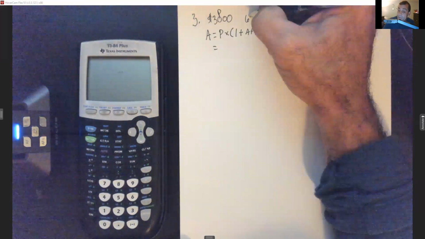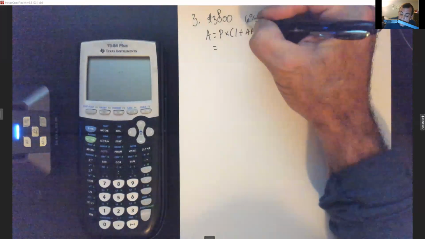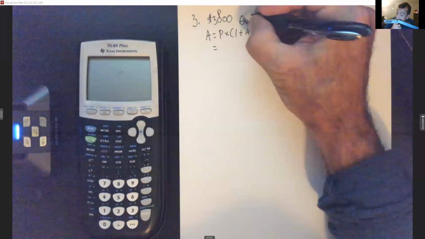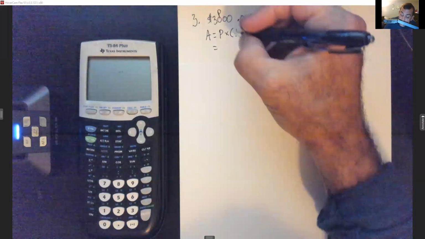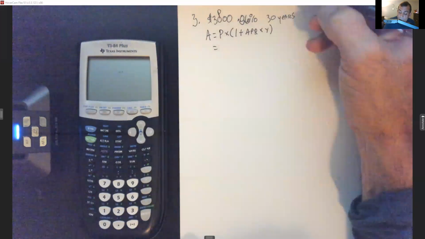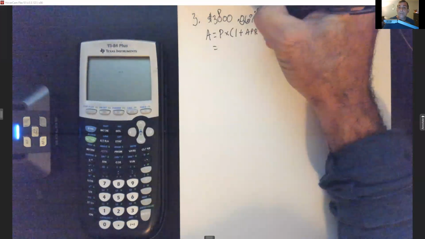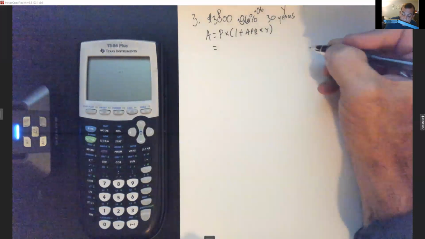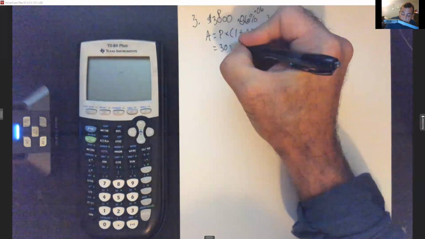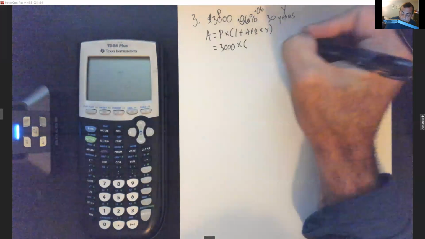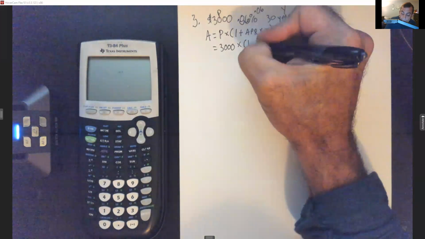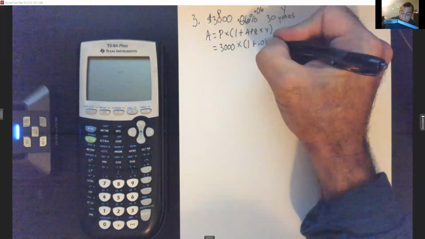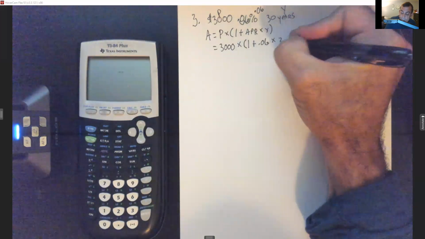6% is your interest rate, but remember, we got to move that decimal left twice and turn that percent into a decimal. So that's going to be 0.06 for my APR. And then we got 30 years, which is the Y. So let's put that in. 3,000 for the P multiplies by whatever I get inside these parentheses, which is 1 plus 0.06 times the years, which is 30.